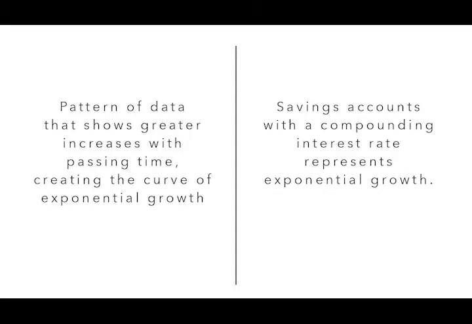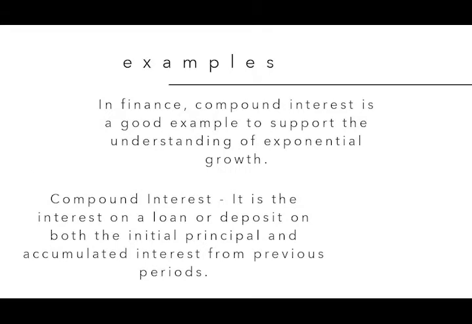Savings accounts with compounding interest are an example of exponential growth with a fixed percentage increase. Compound interest is the addition of interest to the principal sum of a deposit. In other words, it is a result of reinvesting the interest instead of paying it out.